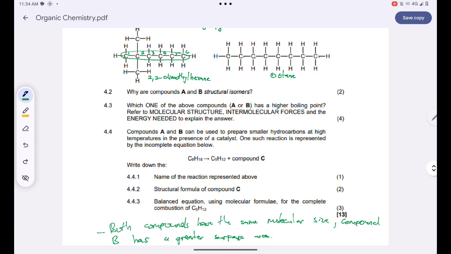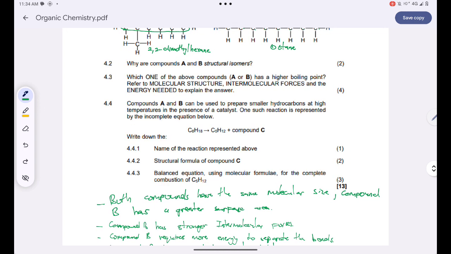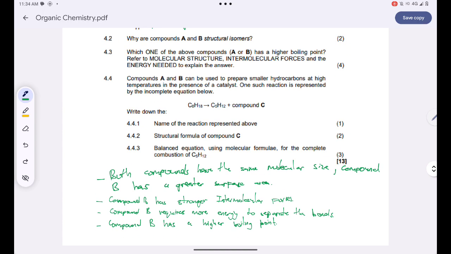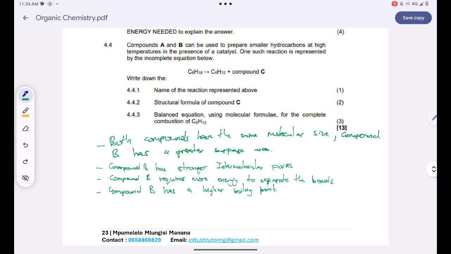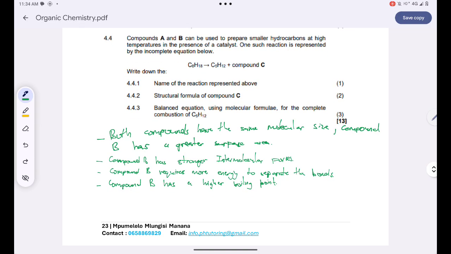If I wanted to make compound A my reference, I would have said, yes, both compounds have the same molecular size. However, compound A has a smaller surface area compared to compound B. Are you together? So since compound A has a smaller surface area, point number 2 would have been compound A has weaker intermolecular forces compared to compound B. And my third point would have been compound A will require less energy to separate the bonds. And then my last point would be, hence compound A has a lower boiling point compared to compound B.